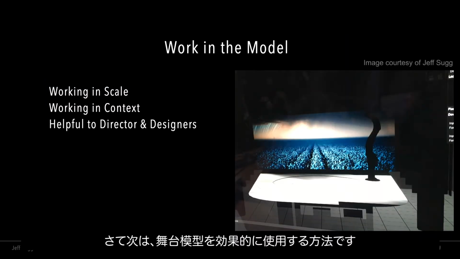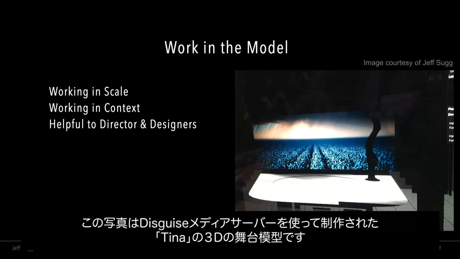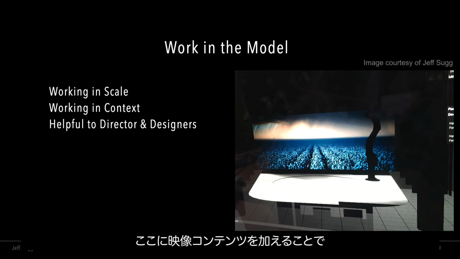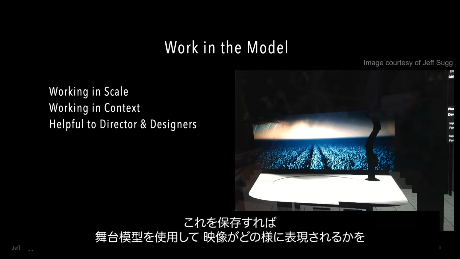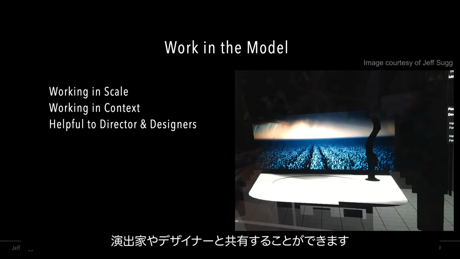All right. That takes us to working inside the models. There's a couple examples here that I want to talk about and ways to do this. The image that you see here is actually the 3D model inside of the Disguise media server for the Tina show that I've done. As you put your content into that and you have all the set elements in there, you can start to see how your content relates spatially to the scenery. And then you can also take photos of this or do outputs that you can share with the director and other designers, so you really have a full model representation of what you're doing.